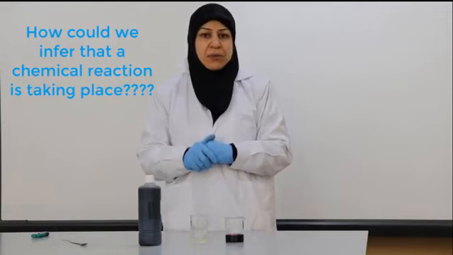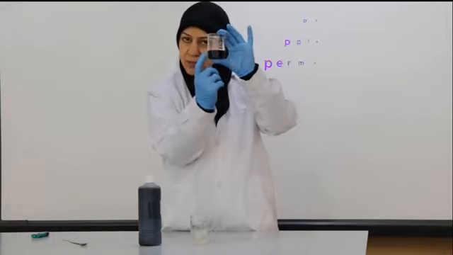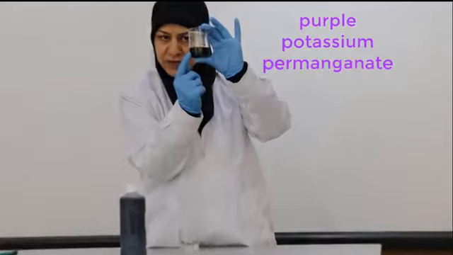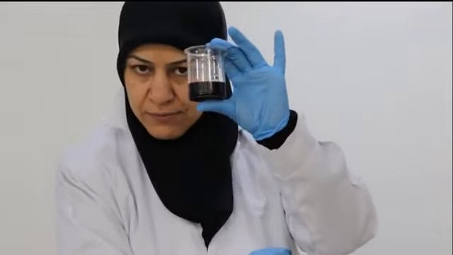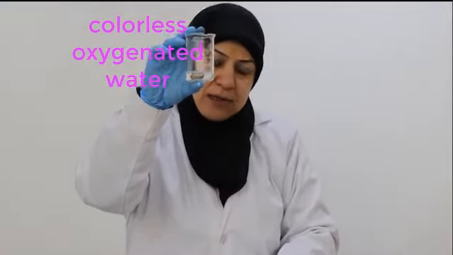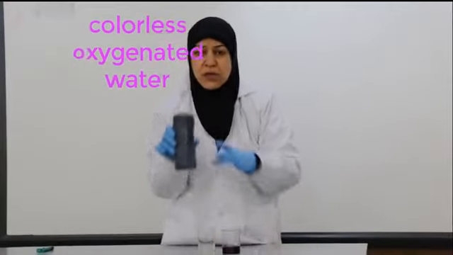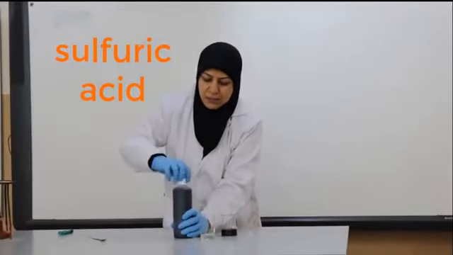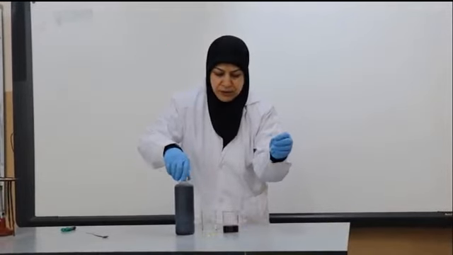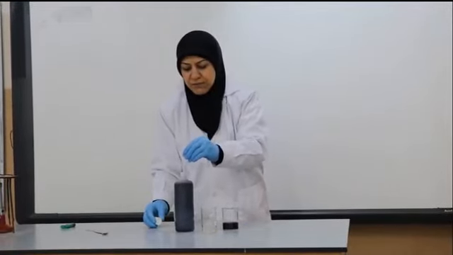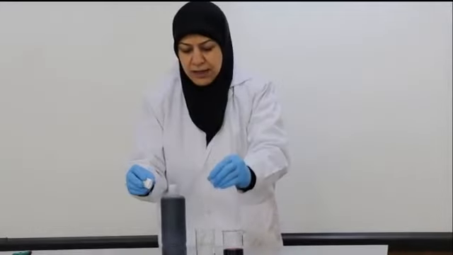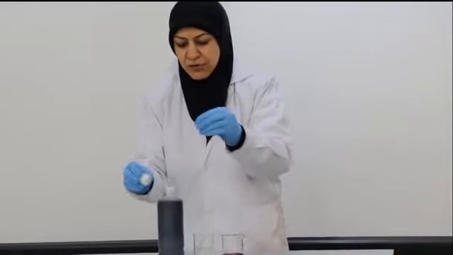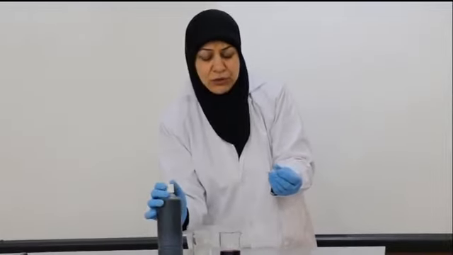For the first experiment, we'll use potassium permanganate. Observe its color carefully. Do you see it? And oxygenated water. Look at its color also. And a few drops of sulfuric acid. I'll open the sulfuric acid. Take a few drops from it using a dropper. Add approximately 5 drops of the sulfuric acid into the oxygenated water, and after that I'll add them together.